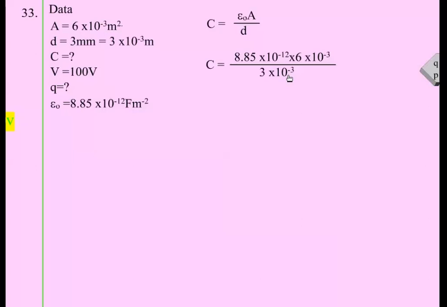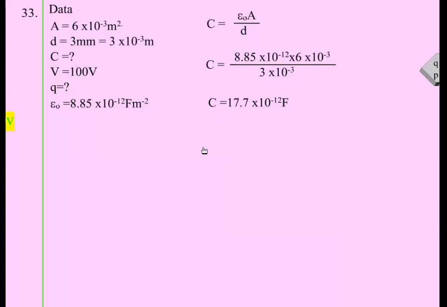A scientific calculator is not allowed to enter into the examination hall, so you are allowed to bring a simple calculator. Using that simple calculator, C is calculated. It is equal to 17.7 into 10 to the power of minus 12 farad. In the next part, if this capacitor is connected with a potential difference of 100 volt, what is the charge?